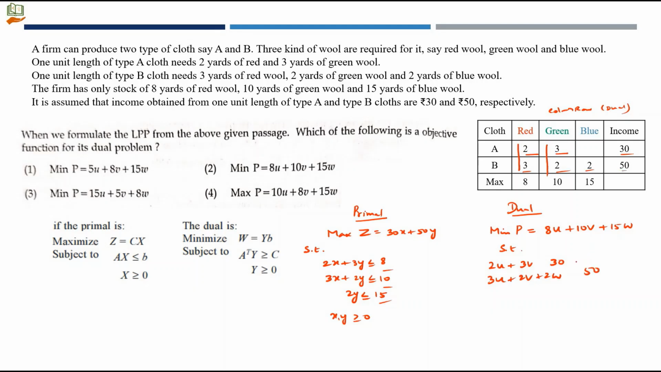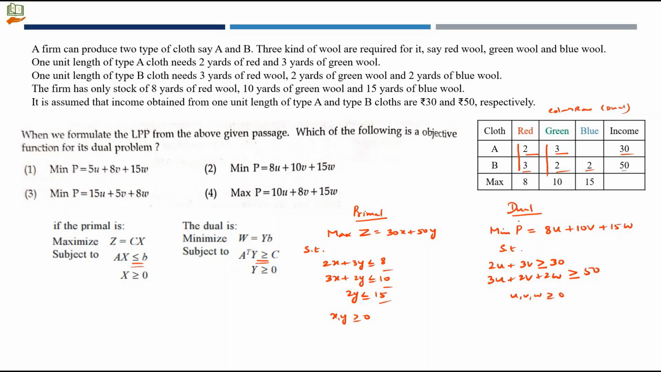What will be the sign that we have to use? All the less than constraints will be turning to greater than constraints. Less than or equal to will convert to greater than or equal to. So here it is greater than or equal to 30. Here also it is greater than or equal to 50. U comma v comma w greater than or equal to 0.